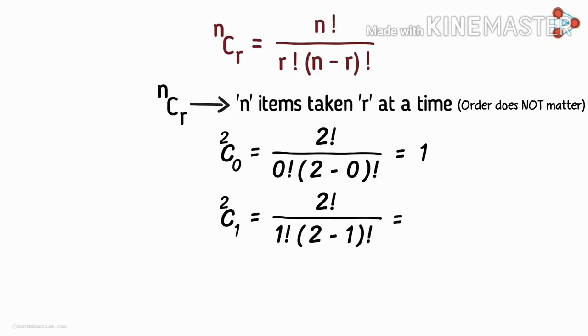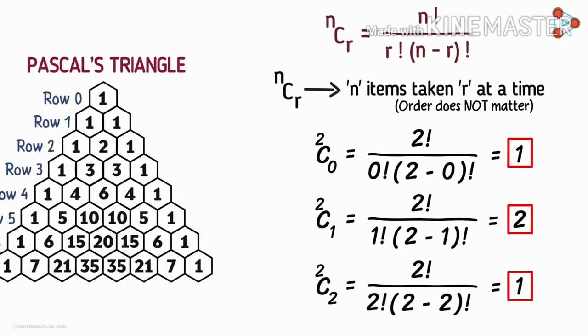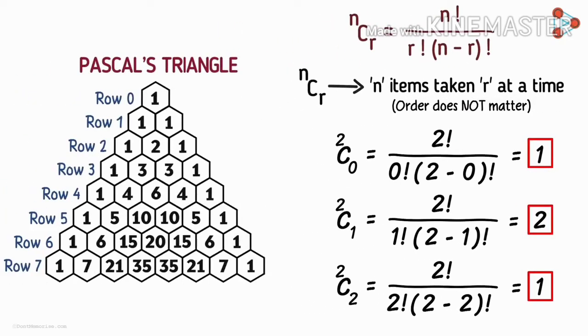Yes, it's 2. Now try getting the value of 2C2 as well. Do you get it as 1? Yes, that's right. We got the three values as 1, 2, 1. Now take a look at the Pascal's triangle. Did you notice something? Yes, we have these same values in the second row.